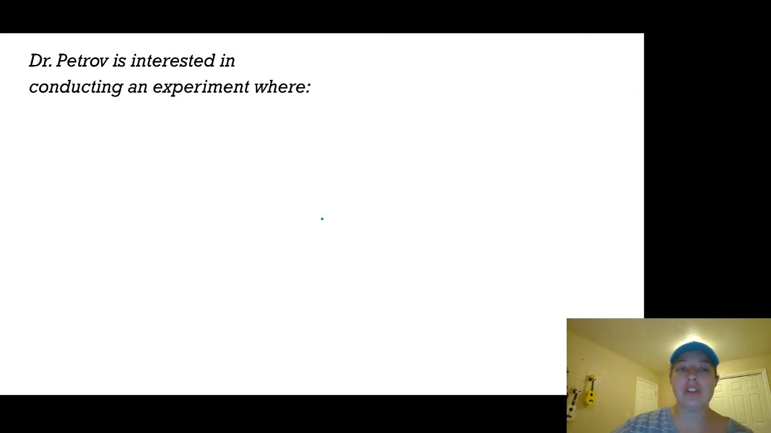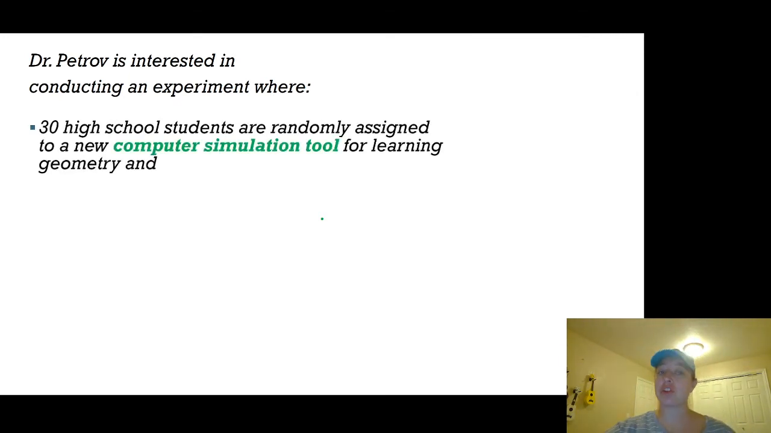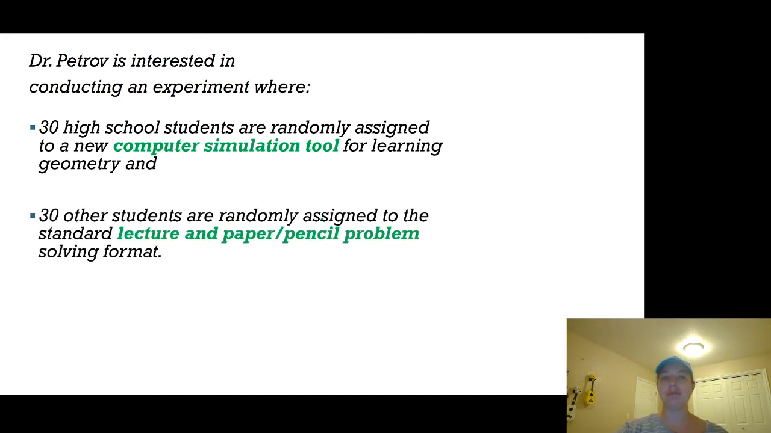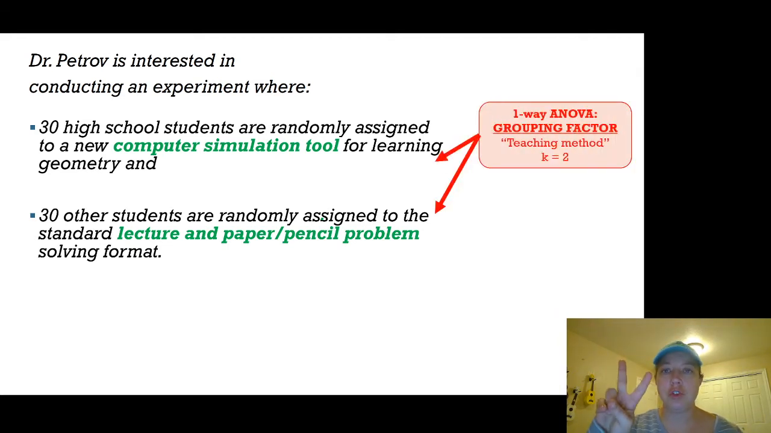So this would be like the last chapter, one-way ANOVA. Dr. Petrov is interested in conducting an experiment where we have 30 high school students randomly assigned to a new computer simulation tool for learning geometry, and 30 other students randomly assigned to the standard lecture with paper and pencil problem solving format. So this would be, at this point, a one-way ANOVA. We have two groups, k equals 2, so we have one grouping factor. We're dividing the students up one way into which teaching method they are assigned to. K equals 2, one grouping variable, one-way ANOVA. That was chapters 12 and 13.